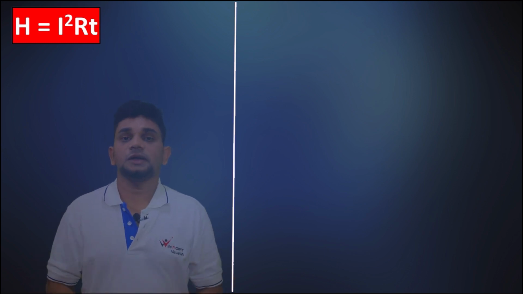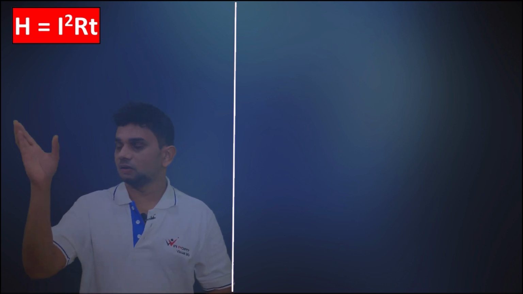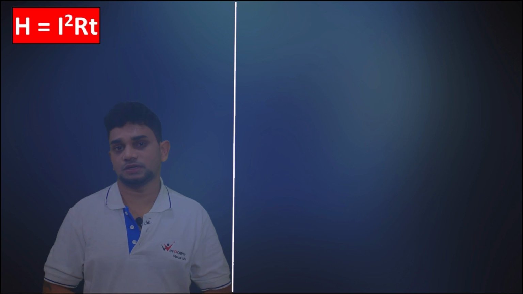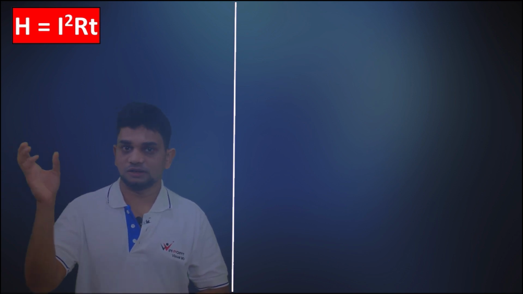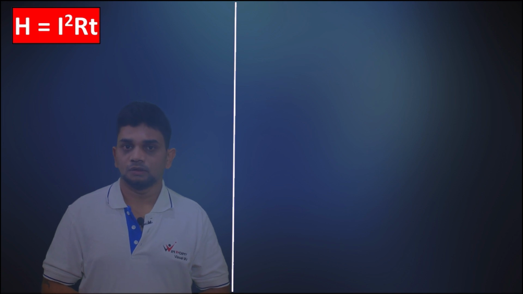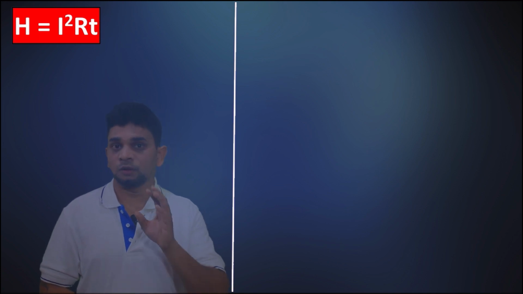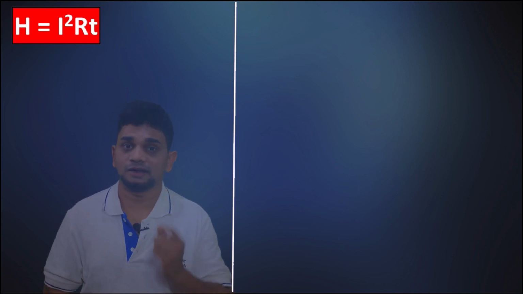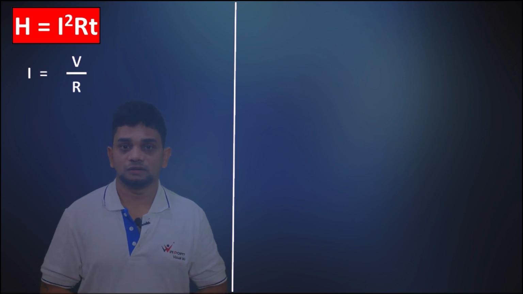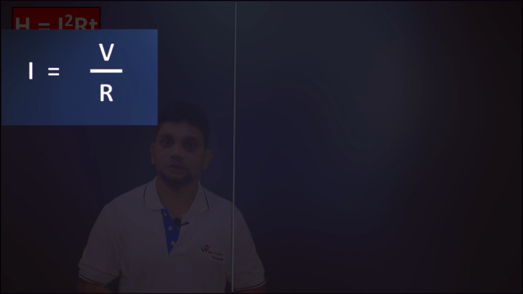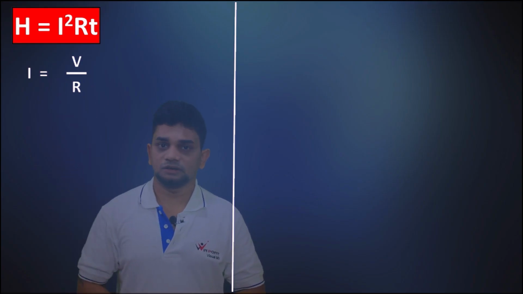Here we are going to derive equations for heat. H equal to I square RT, that is our standard equation. According to Joule's law, heat proportional to I square RT or heat equal to I square RT. What is Ohm's law? According to Ohm's law, what is the equation for I? We already learned it. The equation for I is V by R. I equal to V by R. We are substituting the value of I in the previous equation.